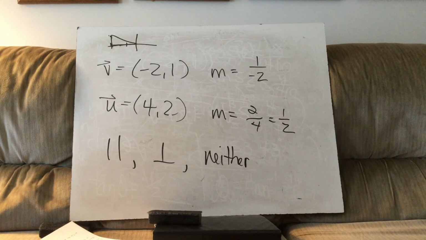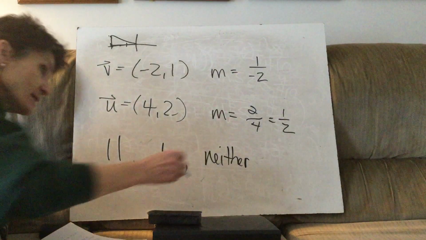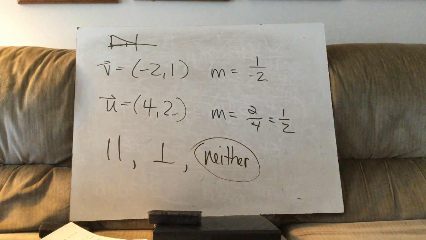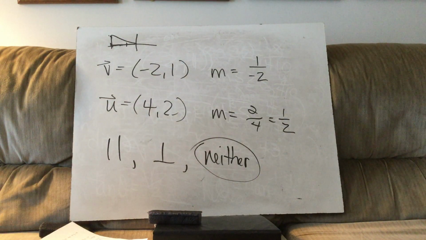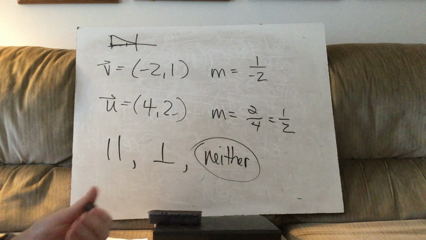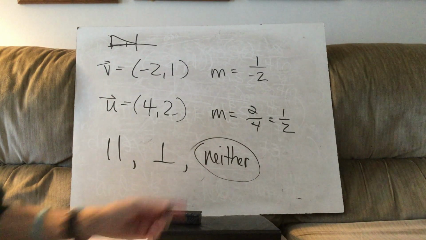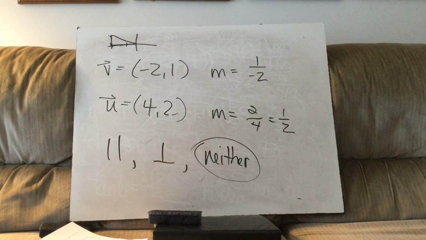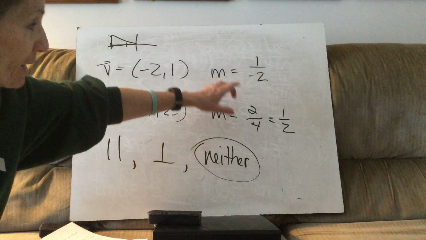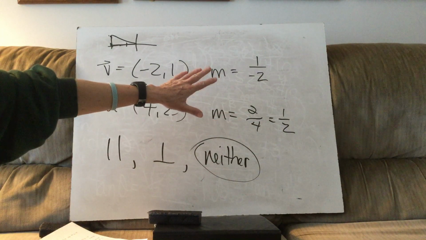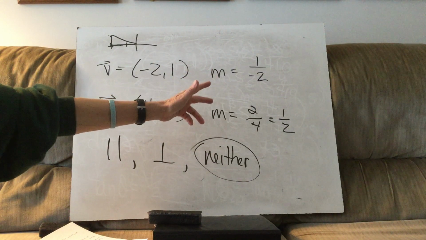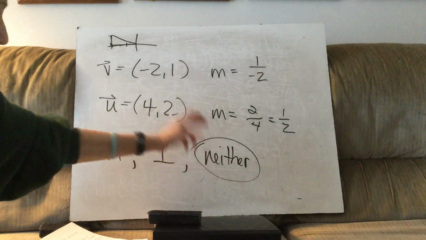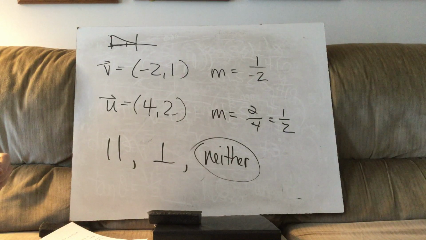Now wait a minute, don't be tricked. These are neither. In order to be parallel, they have to be exactly the same, and they aren't. In order to be orthogonal, perpendicular, they have to be opposite reciprocals. So I've got one positive and one negative. That's good. That's opposite. But they aren't reciprocals of each other. So therefore, these two vectors do not have a special relationship.